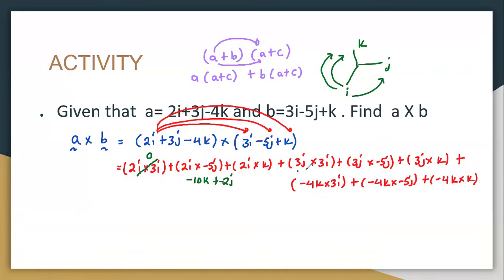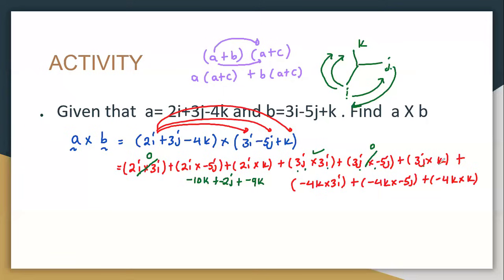Then I go here, j cross I. J cross I gives us a k, but negative. So instead, for this one, I'll have plus negative 9, because we said j cross I will give us negative 9k. Then we come here, j cross j. We said the same unit, we get 0. So this one is also going to give us 0.